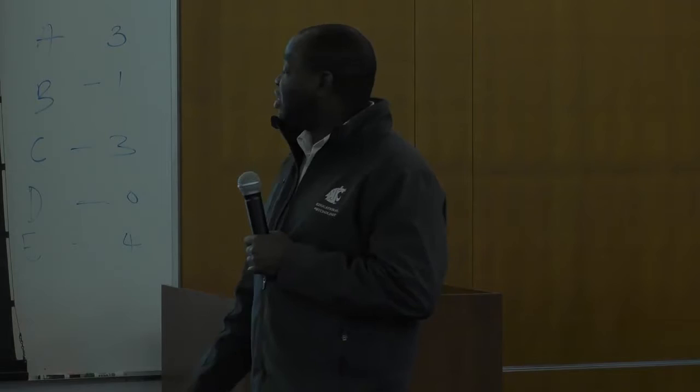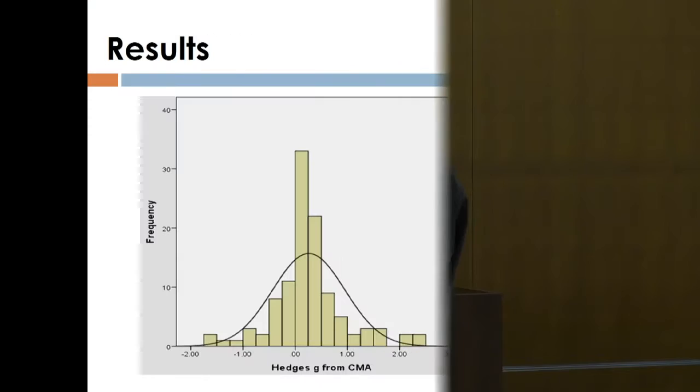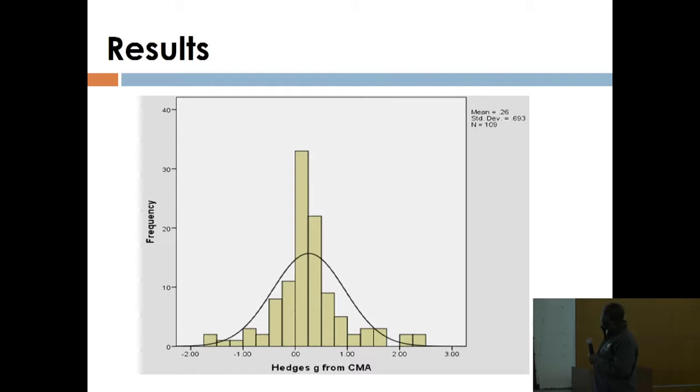In terms of results, across all these studies, we found an overall weighted mean effect size of 0.26, which was statistically significant, and that's the chart there.